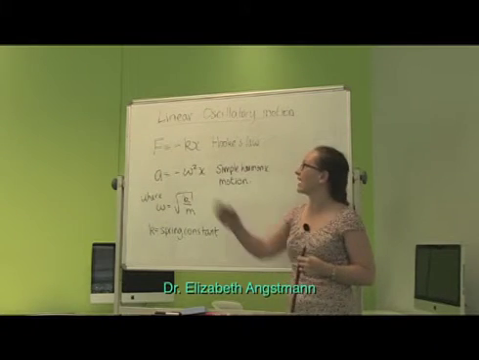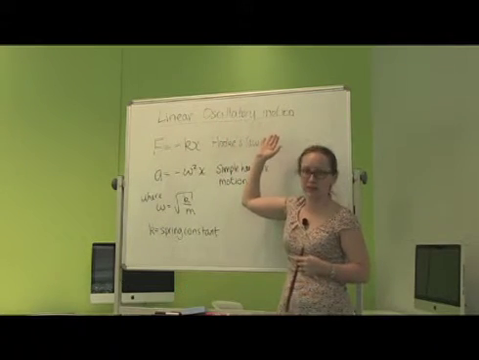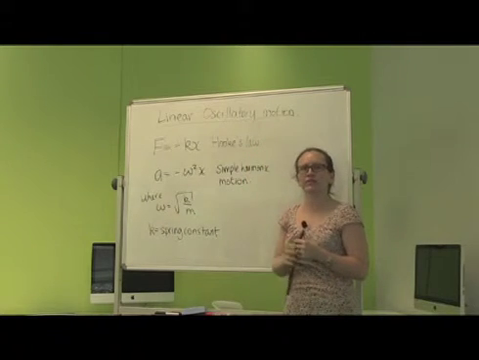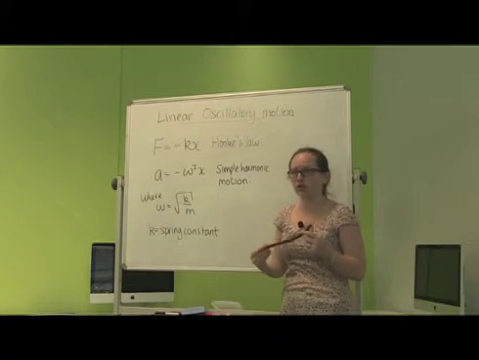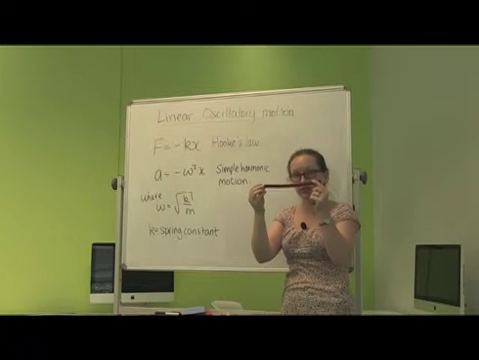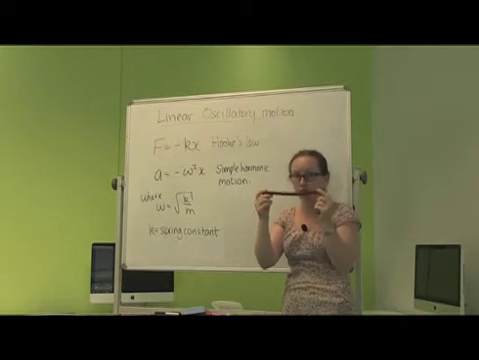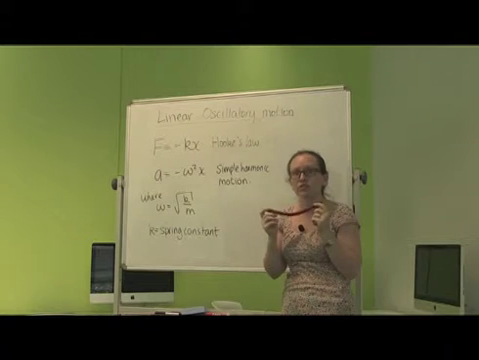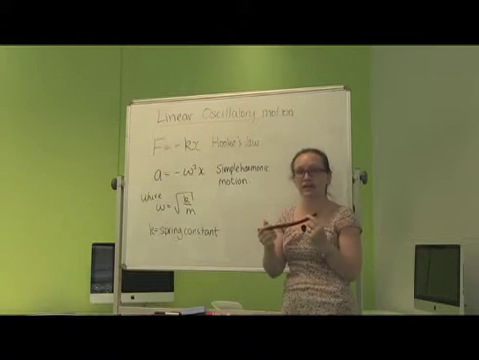In this video, we're going to be looking at the linear oscillatory motion experiment. In the linear oscillatory motion experiment, you're going to measure the spring constant of a spring using two different methods. First of all, you're going to be using a direct method.